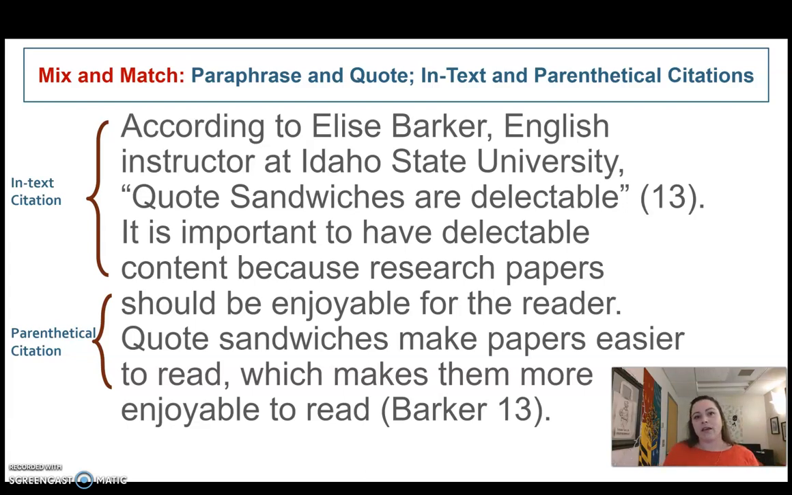What I like to do is to mix and match in terms of how I go about setting these things up. I mix and match paraphrases and quotes. I mix and match in-text versus parenthetical citations depending on what I need. So just to read this whole example: according to Elise Barker, English professor at Idaho State University, quote, sandwiches are delectable. It is important to have delectable content because research papers should be enjoyable for the reader. Quote sandwiches make papers easier to read, which makes them more enjoyable to read. Notice I end with a parenthetical citation there.